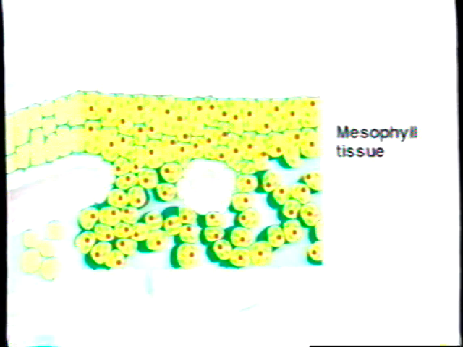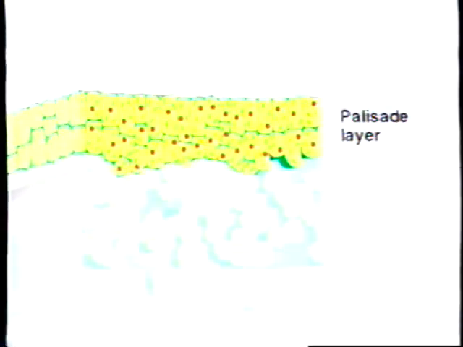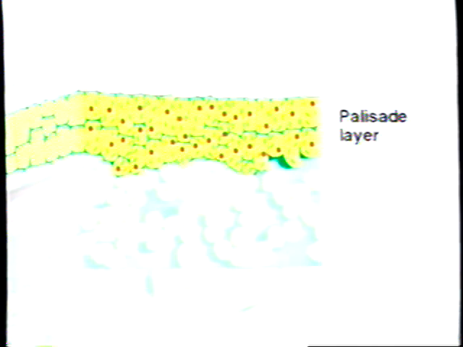The interior of the leaf is filled with mesophyll tissue. The layer of tightly packed mesophyll cells is called the palisade layer. These cells are specialized for light absorption. The palisade mesophyll cells are densely packed with chloroplasts and perform most of the leaf's photosynthesis.